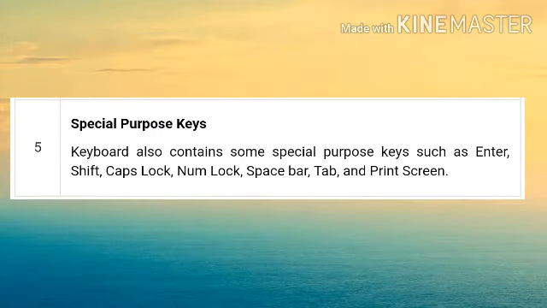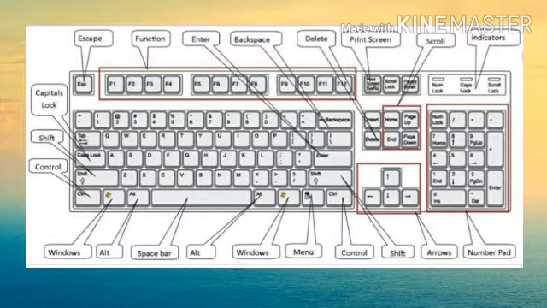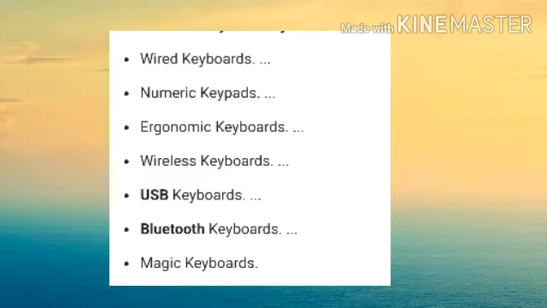Special purpose keys. Keyboard also contains some special purpose keys such as enter, shift, caps lock, num lock, spacebar, tab, and print screen. Diagram shows the keyboard and the function keys, control keys, special purpose keys, all the keys. There are different types of keyboards available: wired keyboard, numeric keypad, ergonomic keyboards, wireless keyboards, USB keyboards, Bluetooth keyboards, and magic keyboards.